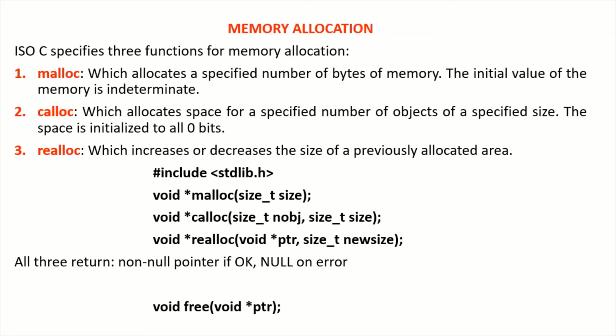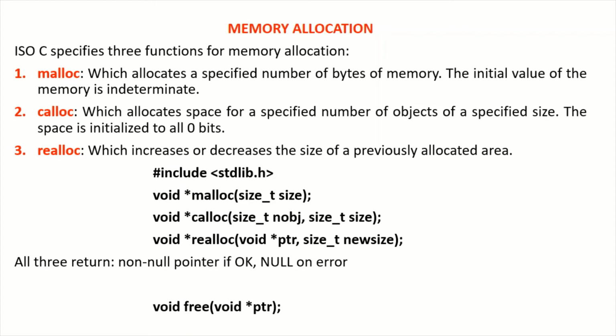Here are the prototypes of all three functions. All three return a void type pointer. All three return a non-null pointer if okay, and null on error. Then there is one more function we have studied here, void free, which takes a pointer.